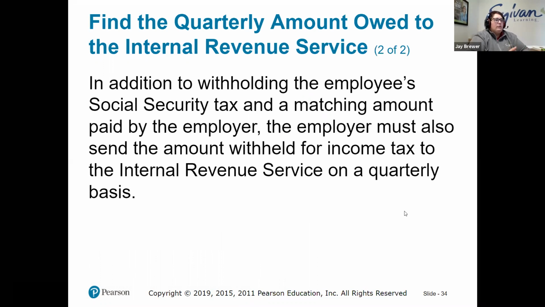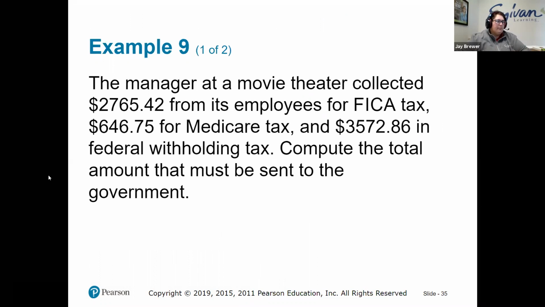In addition to withholding the employee's Social Security tax and matching the amount paid by the employer, the employer must also send the amount withheld for income tax to the Internal Revenue Service on a quarterly basis. All right, so let's look at this one. The manager at a movie theater collected this amount from its employees for FICA tax, this one for Medicare tax, and a federal withholding of this amount. Compute the total amount that must be sent to the government.